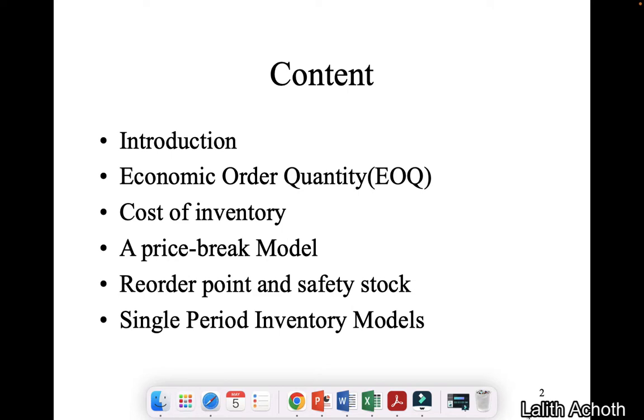And sometimes the reorder point needs to be adjusted because demand may not be constant and therefore we have to keep what is called a safety stock to cater to certain spurts in demand that may occur in a particular cycle. And finally, we discuss the single period inventory models, where we will be finding out how it impacts the inventory holding.